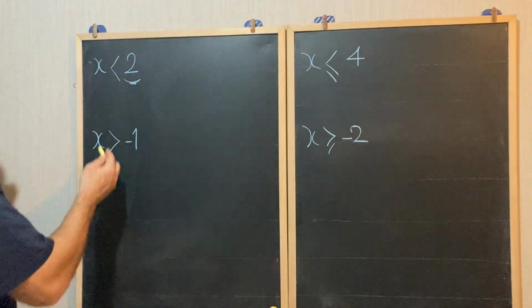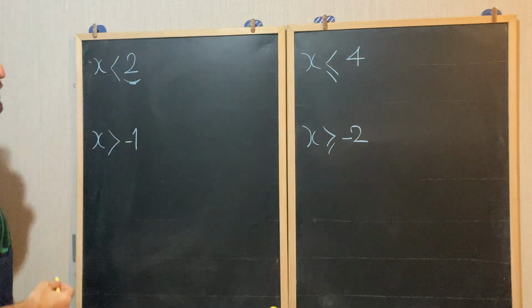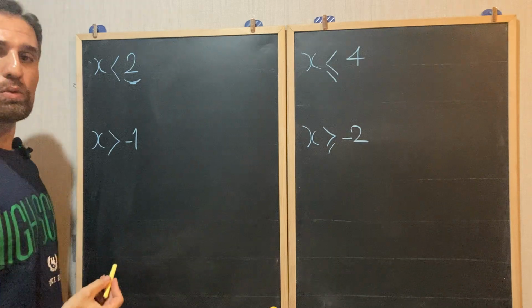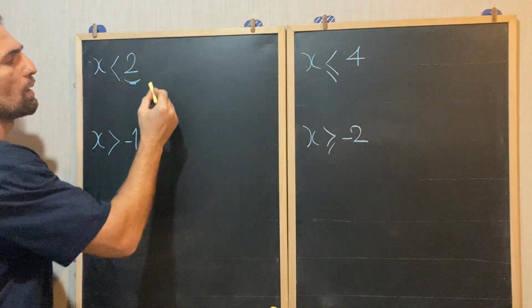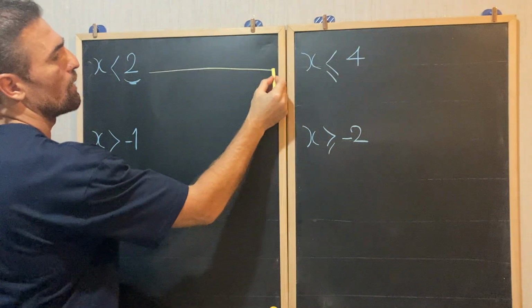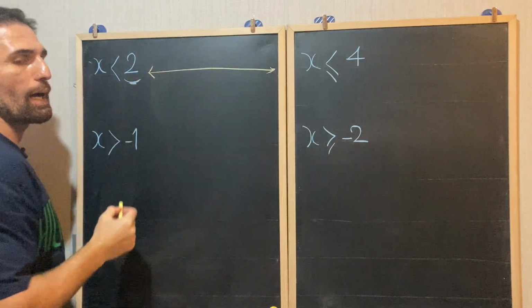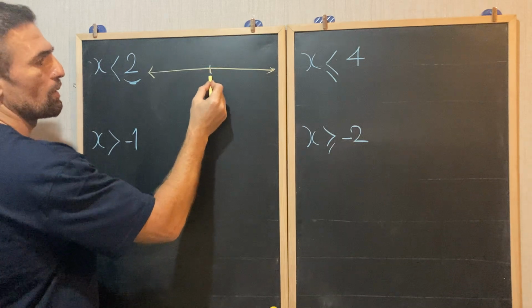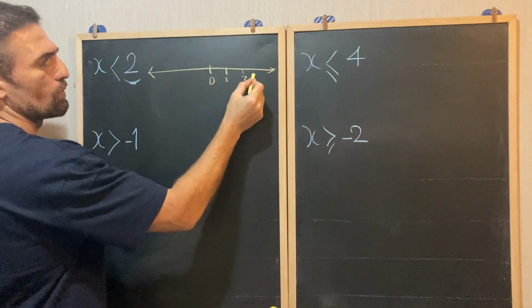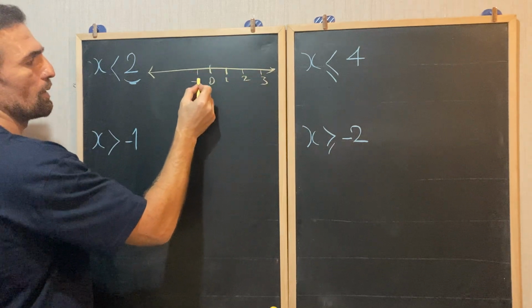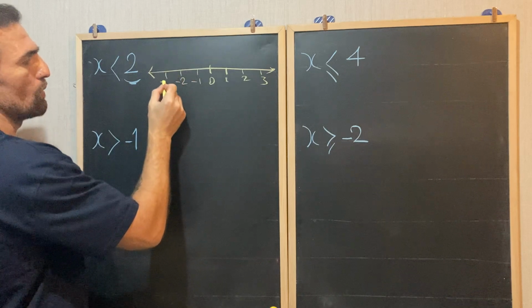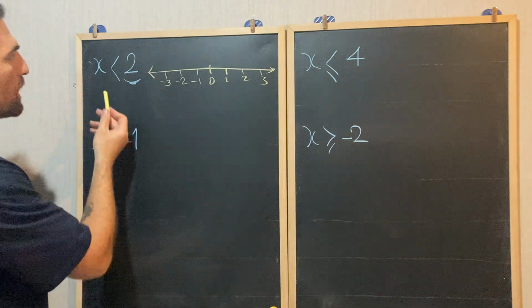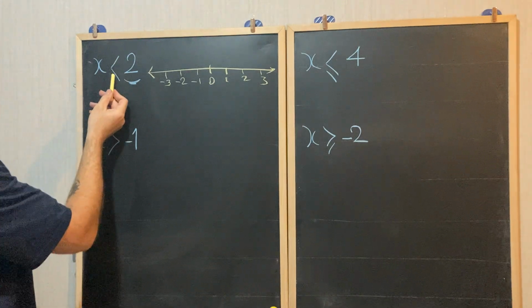First example, it says x is less than 2. What should we do to solve this question? First step, we need to graph a number line. There is a number line here and I will show the numbers on this number line: 1, 2, 3, -1, -2, -3. But what is the next step? Look here, it says x is less than 2.